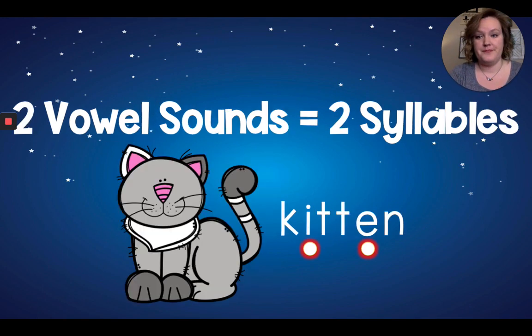Let's look at another one. Here's a kitten. Can you figure out how many syllables are in there? Clap it. Kitten. There's 2. Hum the word. 2 syllables because there's 2 vowels. I see an I and an E. 2 vowel sounds means 2 syllables.